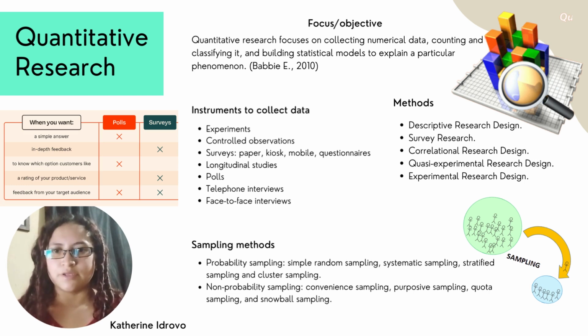And in the sampling methods, we have probability sampling or non-probability sampling. Probability sampling allows us to select people randomly, and in non-probability sampling, we choose the people in a non-random way.